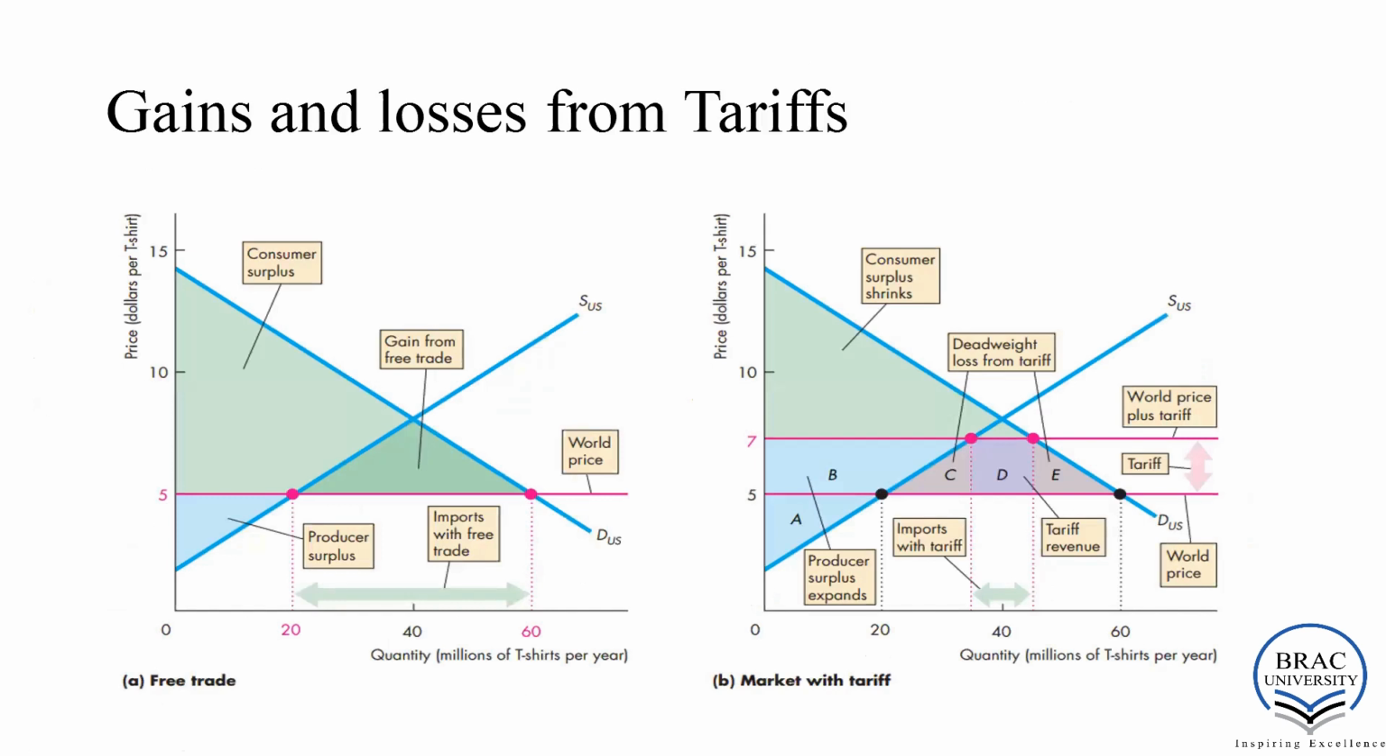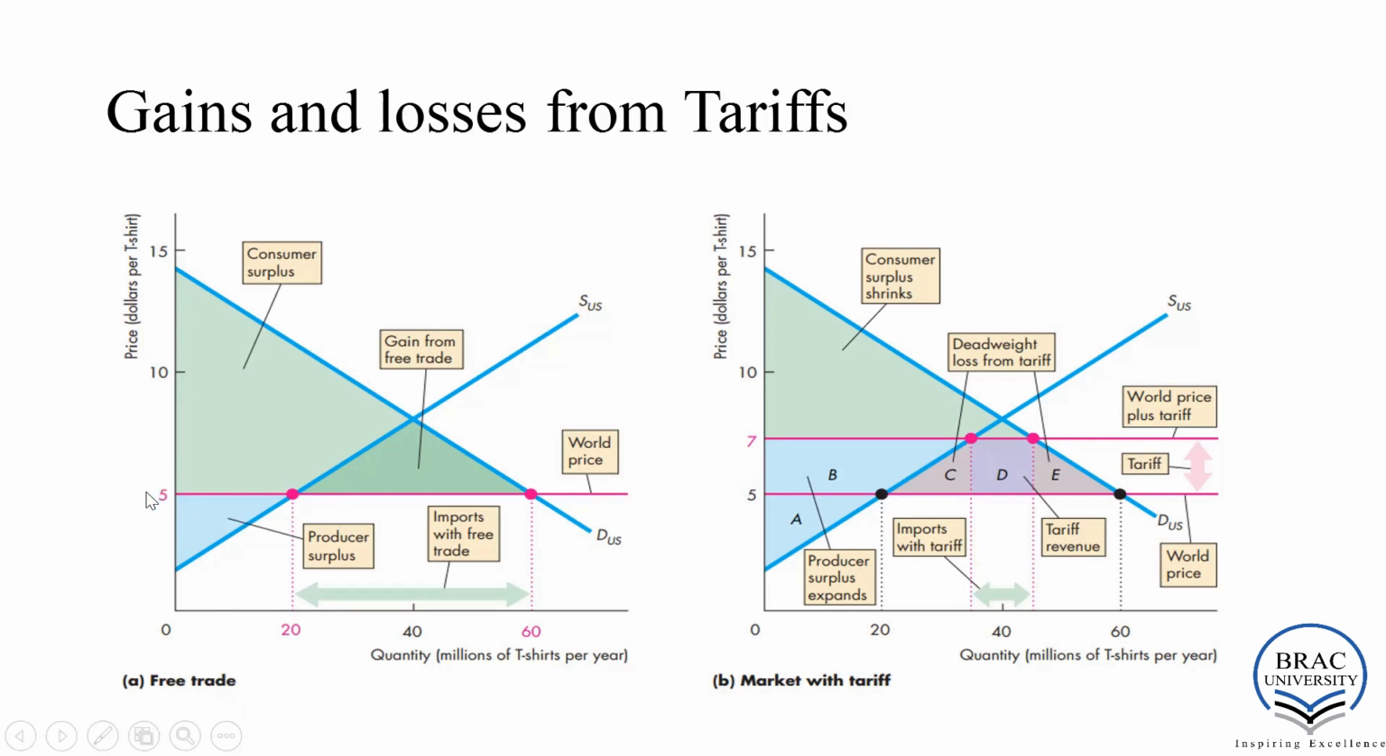Now let's look at the gains and losses from tariffs. So here in the first graph, there is no restriction. So we have free trade. When there is free trade, the US follows the world price of t-shirts, which is $5.